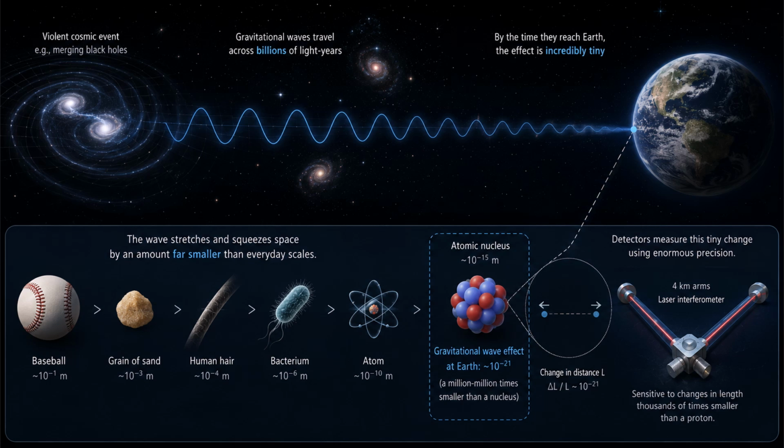Scientists need extremely sensitive detectors that can measure tiny changes in distance. They also need to remove noise from traffic, vibrations, temperature changes, and many other disturbances. Gravitational waves are real, but their signals are incredibly faint.